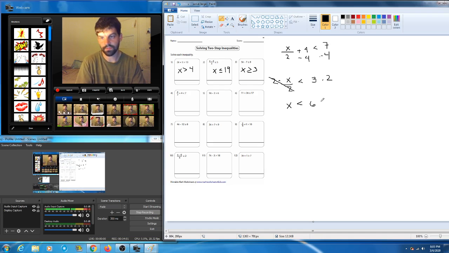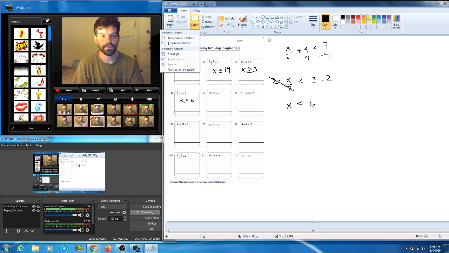And then we just multiply on the opposite side. 3 times 2 is 6. So our solution set is x is less than 6. Okay, if you have any questions about that, let me know. Okay, let's look at the next one here.